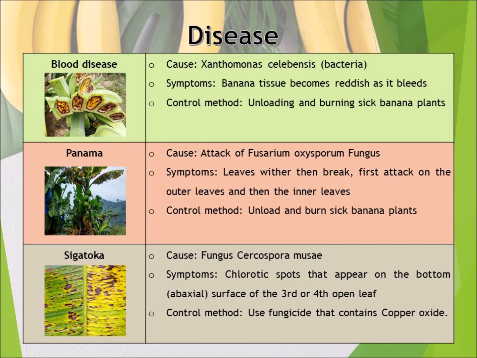And the third disease is Sigatoka, also caused by a fungus known as Cercospora musae. A symptom of this disease is that chlorotic spots appear on the basal surface of the third or fourth open leaf. By using a fungicide that contains copper oxide, it can control the attack of the fungus.